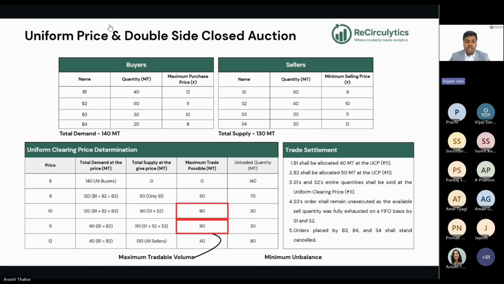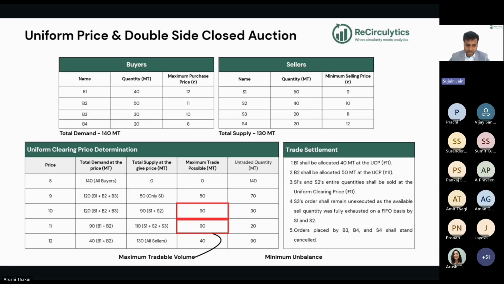So at 8 rupees, there are 140 metric tons of demand, but there is no supply. So the untraded quantity will be 140 tons. At 9 rupees, the demand comes to 120 tons, but the supply is only 50 tons. So 120 minus 50 is 70. So the untraded quantity will become 70. At 10 rupees, the demand is 120, but the supply is only 90. In that case, the untraded quantity is 120 minus 90, that is 30 metric tons.